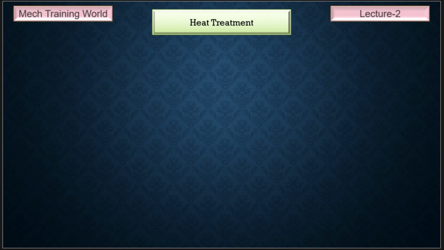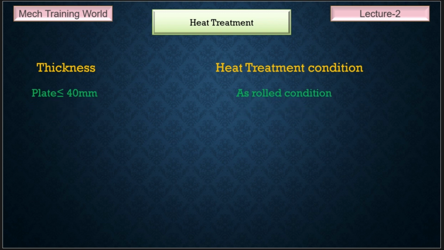And next one is heat treatment. If you refer to the code, the heat treatment condition is given according to thickness. If a plate has a thickness of 40 mm or less, it can be ordered in the as-rolled condition. It is available in rolled condition, guys, which means there is no requirement for normalization. Normalization is one type of heat treatment process, so you will not require normalization heat treatment.